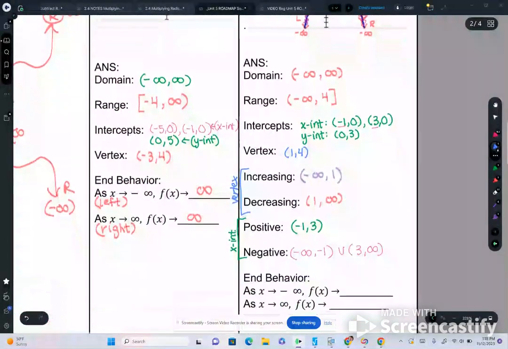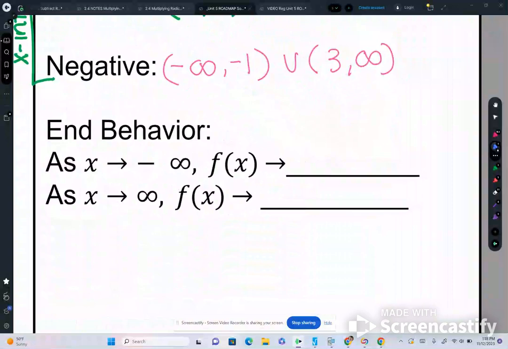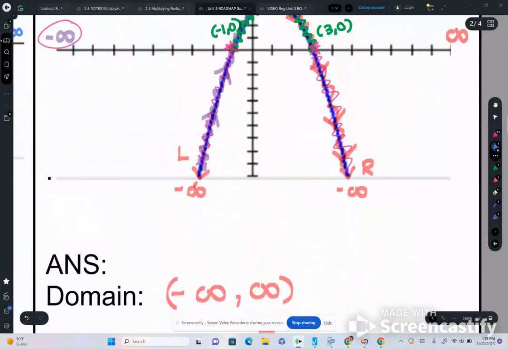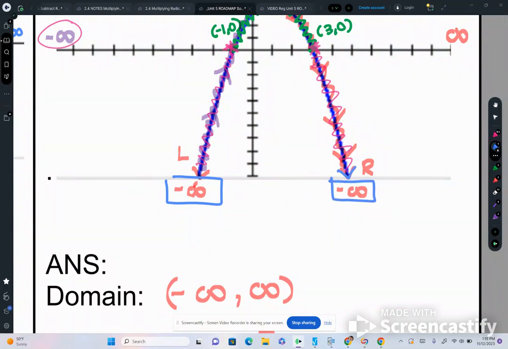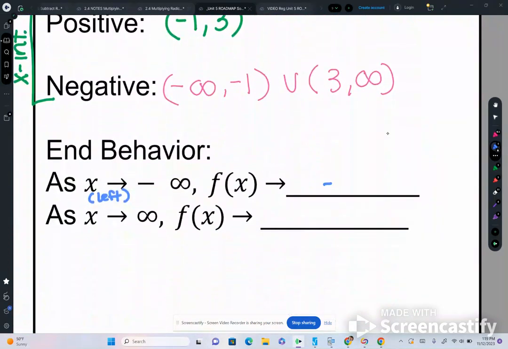Now as we look at our last little bit, end behavior, we're saying, when x is negative infinity, this is my left-hand side. If I look at my left endpoint, it's going down. If I look at my right endpoint, it's still going down, going down forever. So both my endpoints, when I'm looking at end behavior, are going to negative infinity.